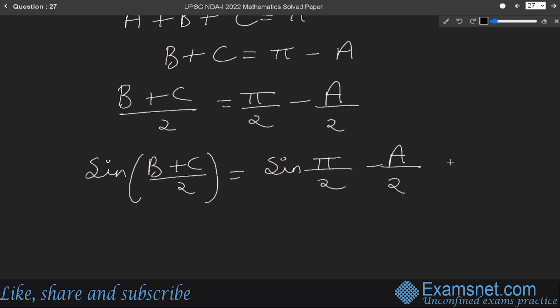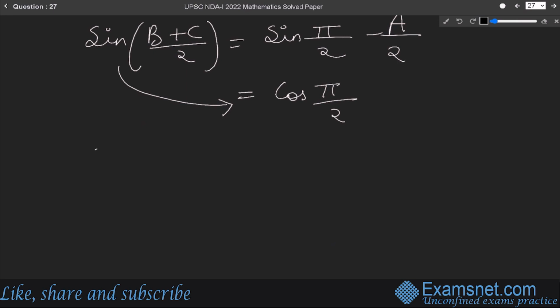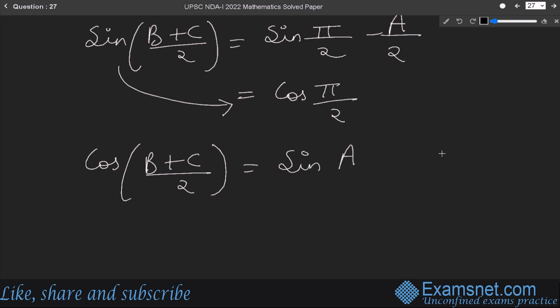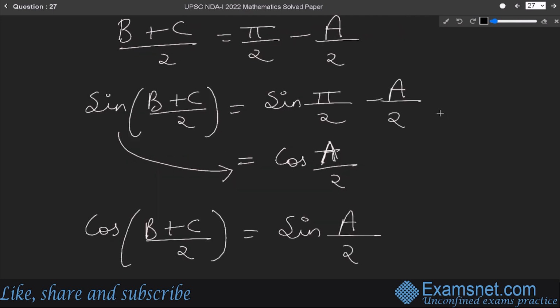And we know that sin (pi by 2 minus A by 2) is equal to cos A by 2. So we can say that the value of sin (B plus C) by 2 is cos A by 2. Similarly, cos (B plus C) by 2 will be equal to sin A by 2. Sorry, here there is A, sin A by 2. We know that sin (90 minus theta) is cos theta. So sin (pi by 2 minus A by 2) will be cos A by 2.